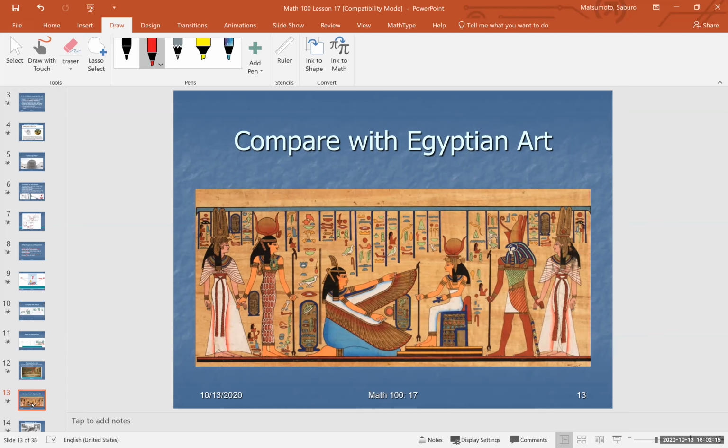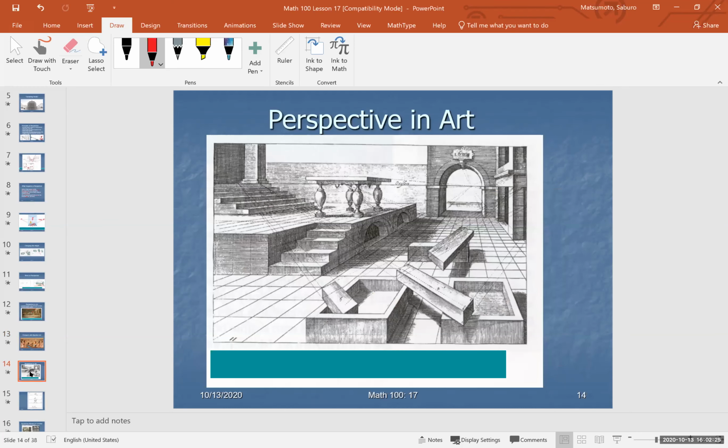You notice there is no law of perspective or projective geometry used here. Everything is sort of flat, and it's completely different from what we see. Okay, so here's another picture.